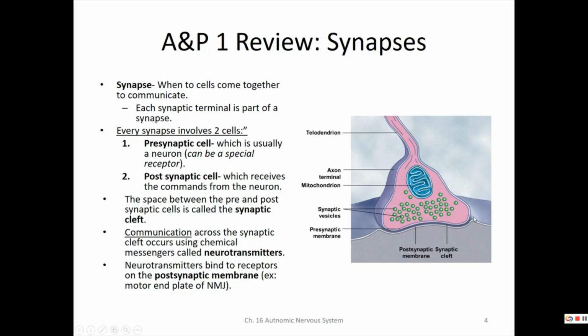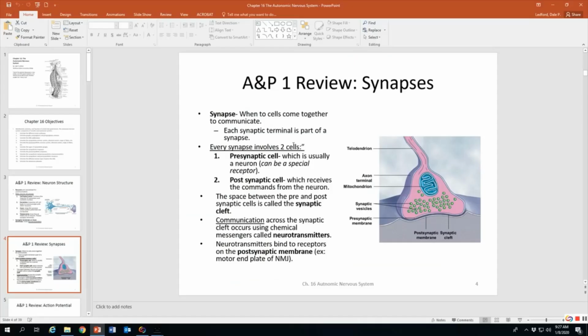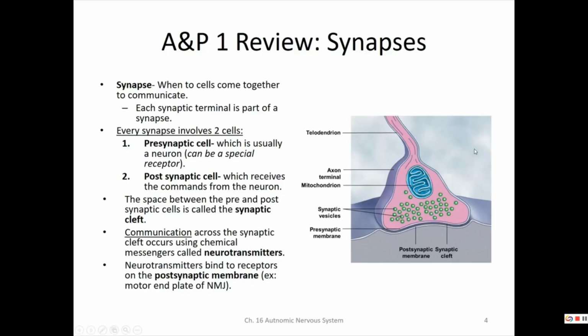That's where the receptors will be located. A great example of that was the motor end plate found in the neuromuscular junction there. So remember, the communication occurs using neurotransmitters at this type of synapse. Remember, there are chemical synapses, etc.